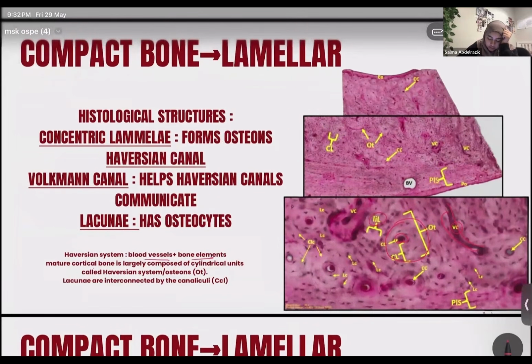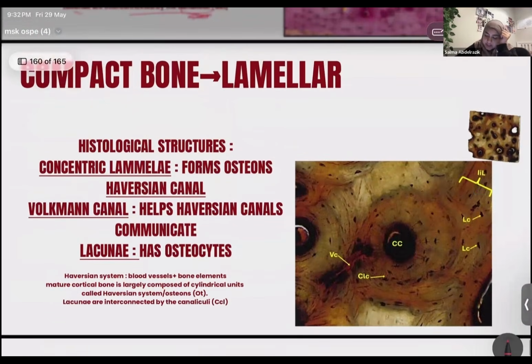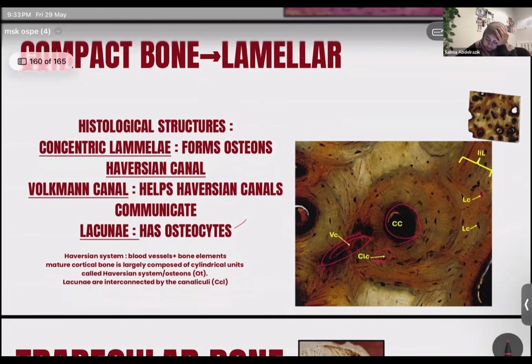So it's blood vessel and bone elements. Mature cortical bone is largely composed of cylindrical Haversian systems, osteones. Lacunae are interconnected by canaliculi. Next. This is the same thing, but it's a different cut, shape, color, everything. Central canal, Haversian, Volkmann canal connects them together. CLC is basically, I want to say, the canaliculi connecting them together. Lacuna, and yeah, other elements and everything.